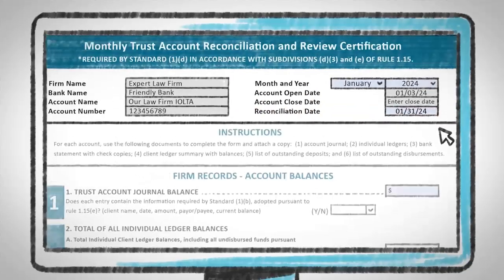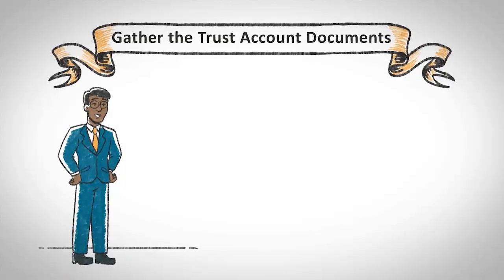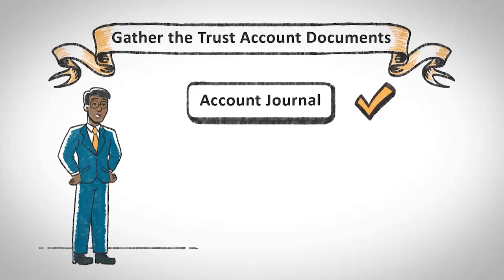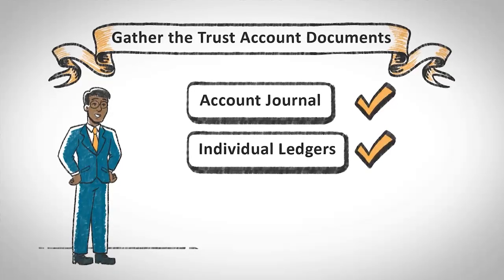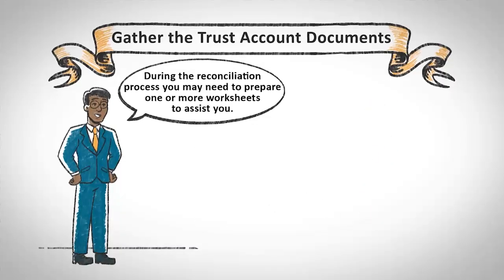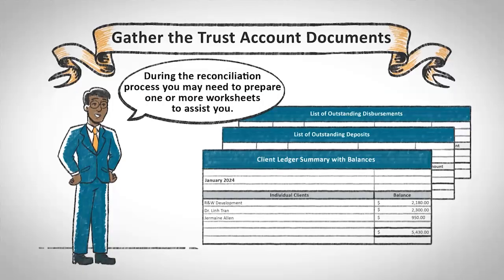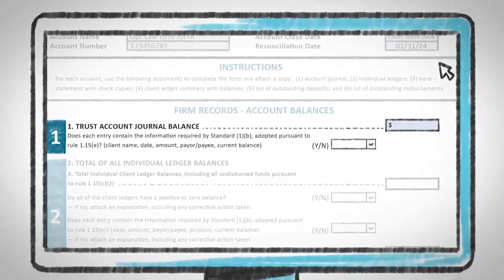Next, gather all the documents you'll need. 3 documents must be up to date before you begin the reconciliation: the account journal, all individual ledgers, and the bank statement. You will also need to prepare one or more worksheets to assist you: a client ledger summary, a list of outstanding deposits, and a list of outstanding disbursements. There are 3 sections to the reconciliation form. Section 1 relates to the trust account journal balance.